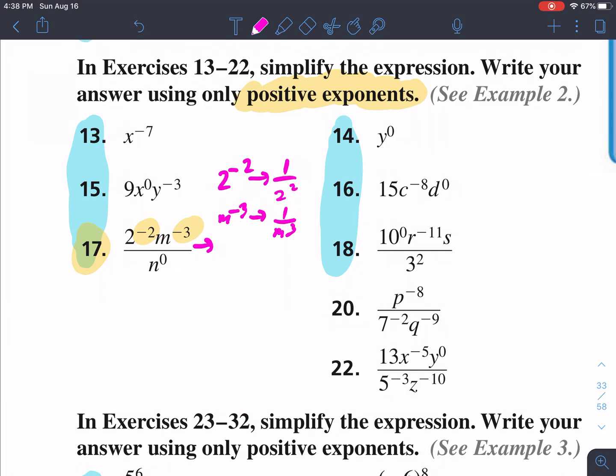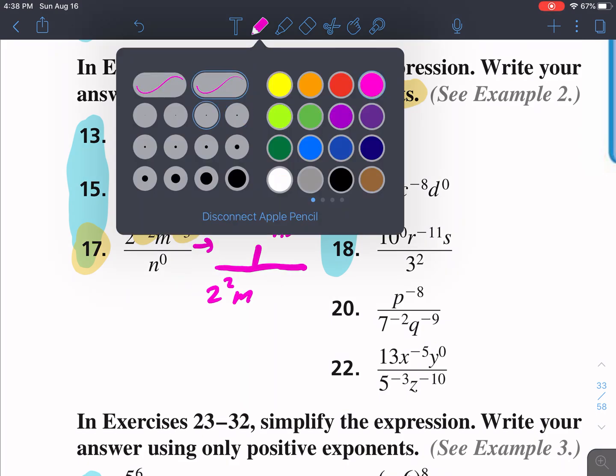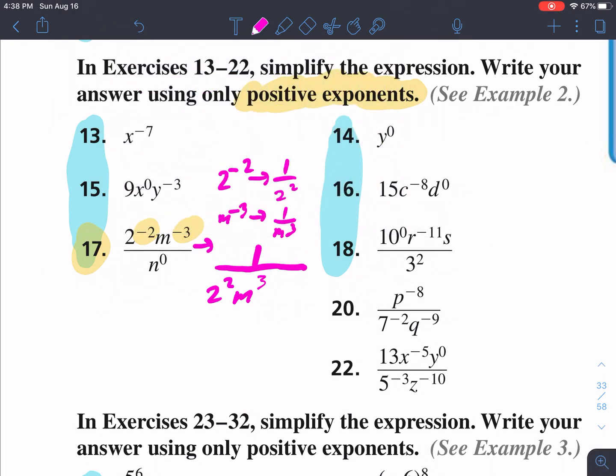So all that means is there's nothing going to be at top. Then you're going to have 2 to the second, m to the 3. Sorry, I should make this a little bit thinner. Let's go do that one. m to the 3. And then n to the 0. And well, I know n to the 0, that's 1. So this is going to be 1 over 2 to the second, m to the 3, and then times 1.